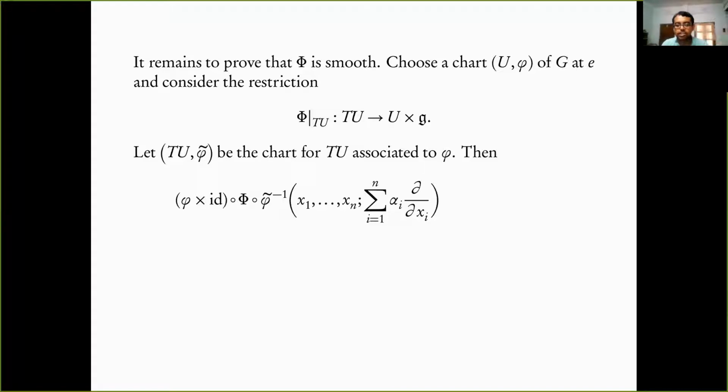Just for the last part, whether you want to identify U cross script G with U cross Rn, that you do by taking phi cross identity. So then you get Rn cross the Lie algebra. At that point, you can either identify the Lie algebra with Rn, or you might stop there because that is just a choice. So you have to just check smoothness up to that point. So we have to check that this is a smooth function of xi's and alpha i's.